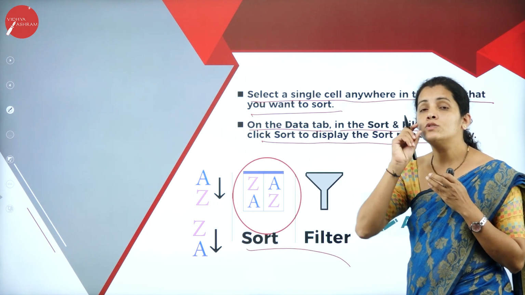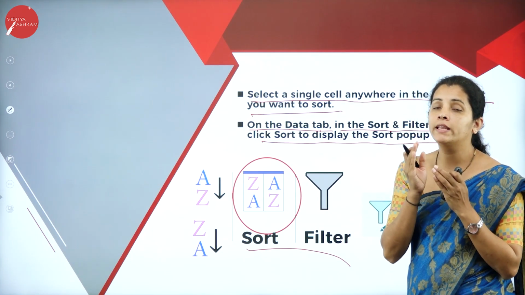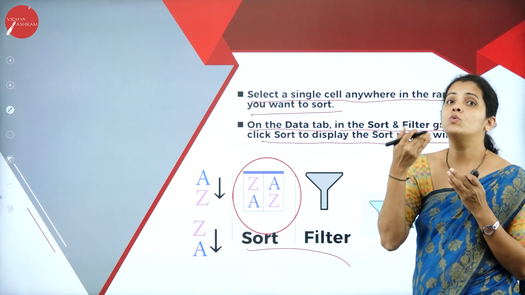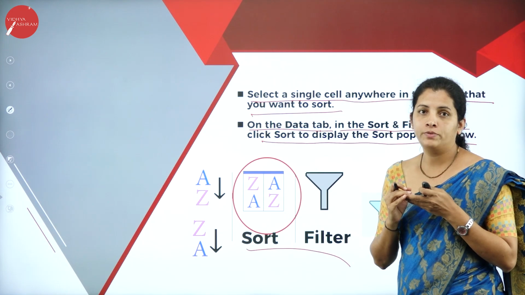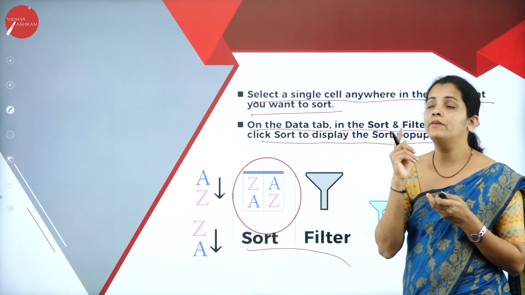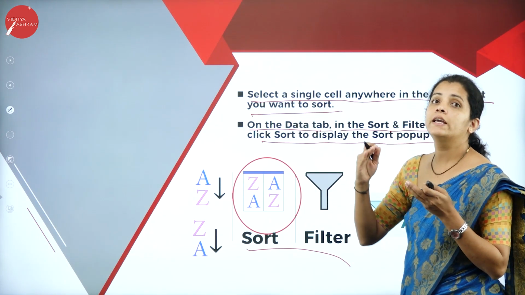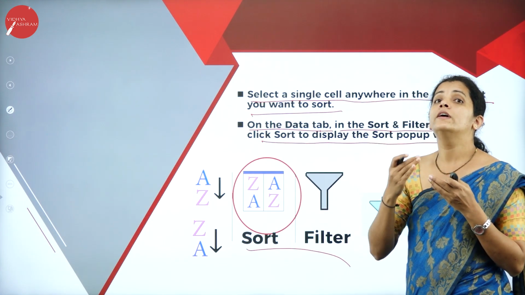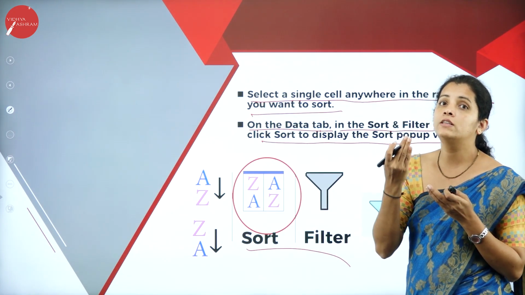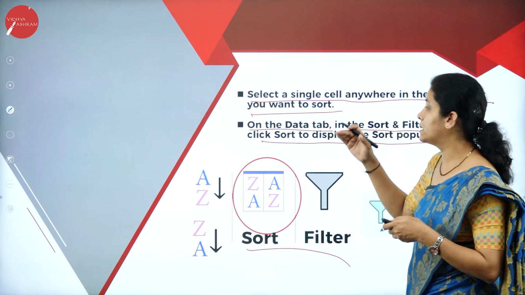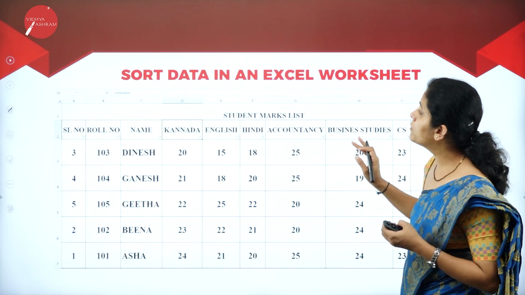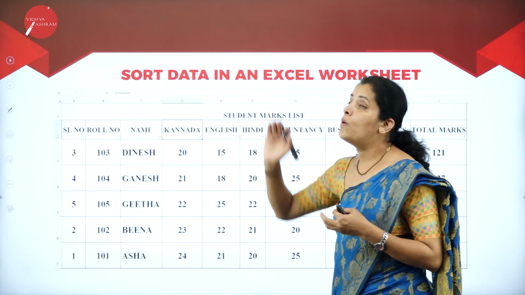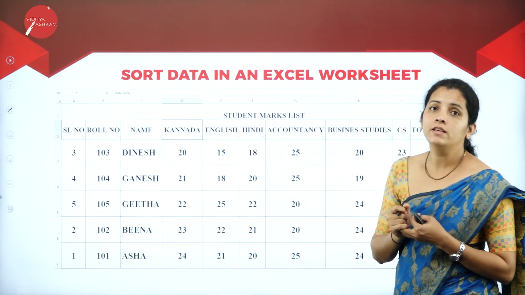When I click sort and filter, I'm going to get a pop-up menu with a group of options. In that, I'm going to select if I want to sort the data in ascending order or descending order, or based on colors, or based on cell color, etc. Moving further, I'm going to have an example to illustrate how I can apply sorting.